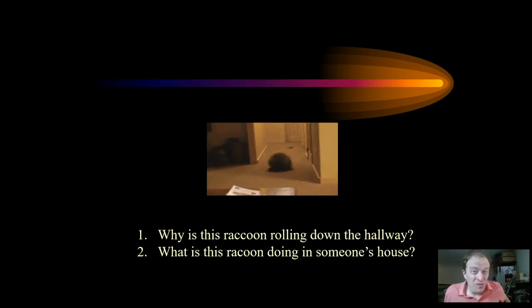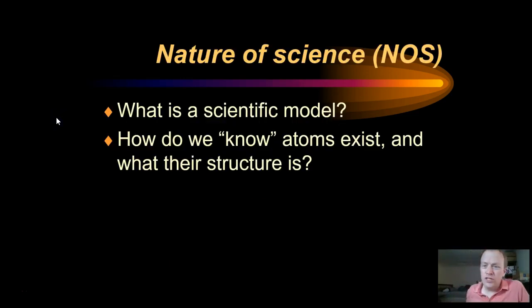Don't kid yourself. Raccoons are basically kind of smart rats, and if this thing is going anywhere, it's probably going to the kitchen to tear it apart looking for food. So, I don't know. I personally wouldn't want a raccoon in my house. But anyway, we're going to ask ourselves some other questions.